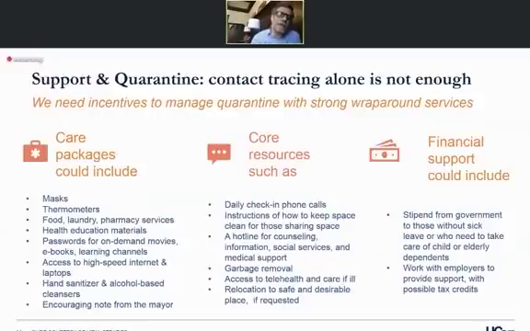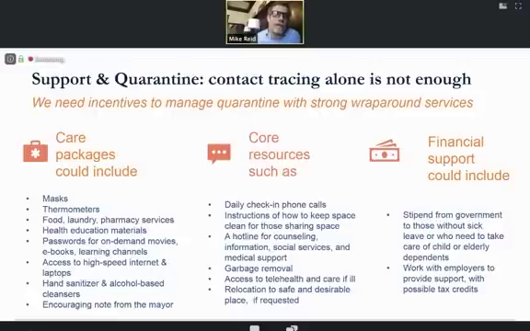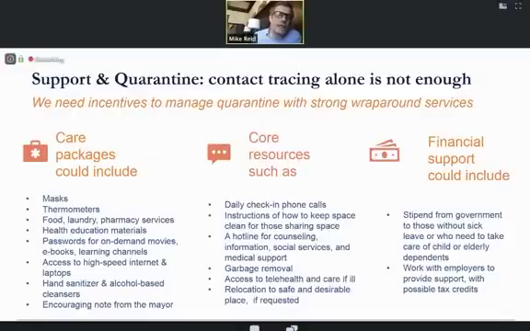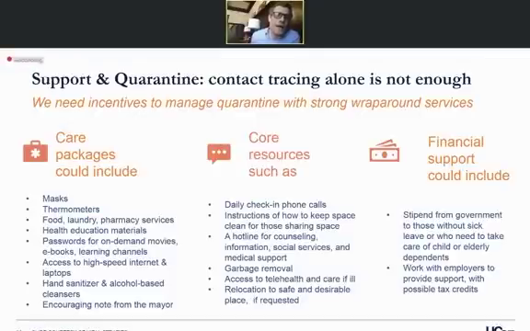As I highlighted earlier, contact tracing on its own is not enough. We need incentives to manage quarantine with strong wraparound services. And all credit to the Department of Public Health and the isolation and quarantine team, which has been stood up rapidly over the last month. They are doing much of this already. But some of the things that we think should be available to individuals that are quarantining are things like masks, thermometers, access to food, and laundry services if they need it.